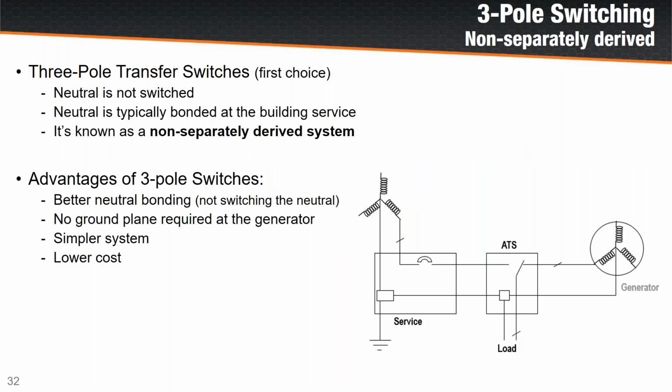So a 3-pole transfer switch doesn't switch the neutral, and we achieve a single bond point at the service. It's typically the most cost-effective solution. And since we're not switching the neutral, the bonding and grounding for the neutral is actually very well preserved. So this tends to be the first-choice approach unless there's an application hitch where that's not going to work very well.